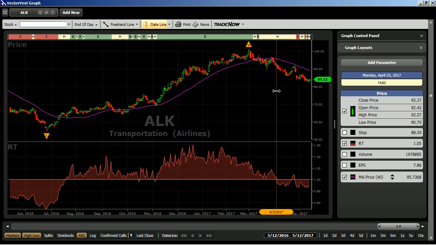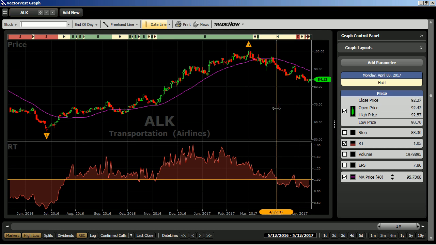Okay? RT crosses below 1. That happened at the beginning of April. Really should start to get your attention at that point. And now, where was that? It was at $90.22. Well, it's about $6 lower now than it was when the RT first crossed below 1.